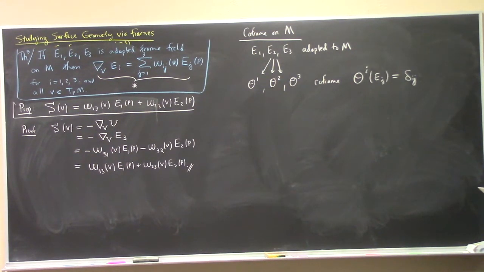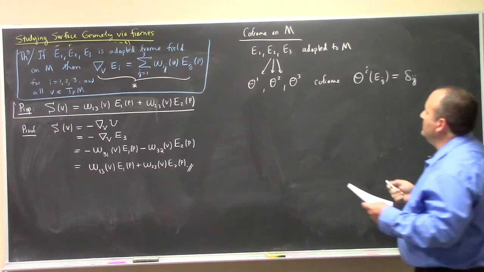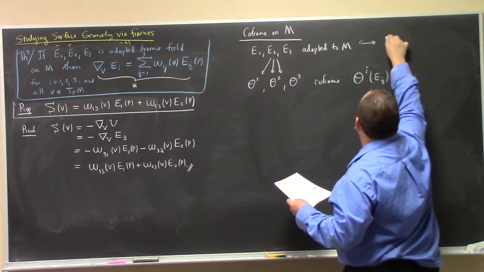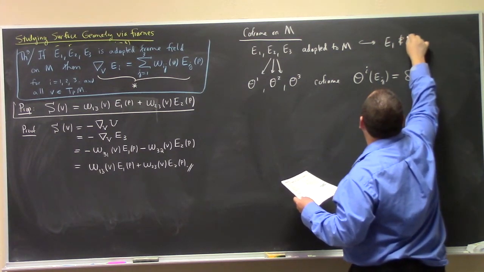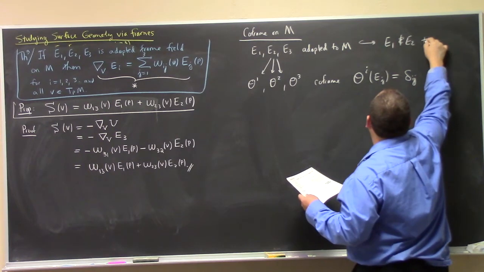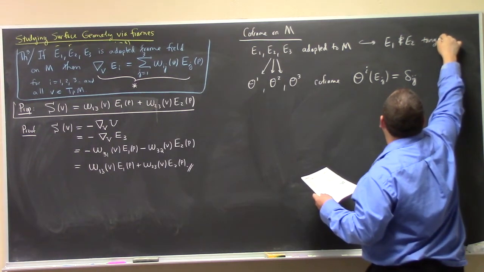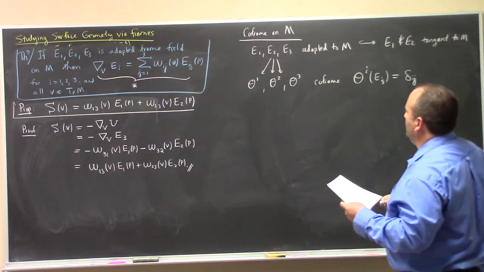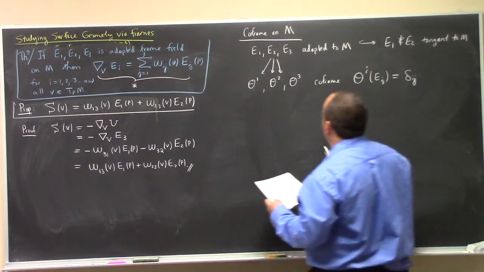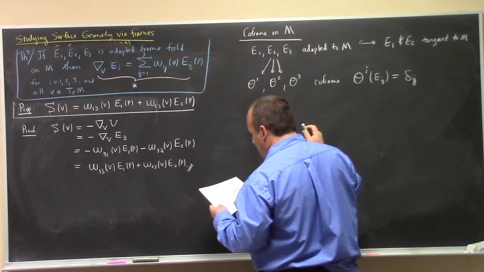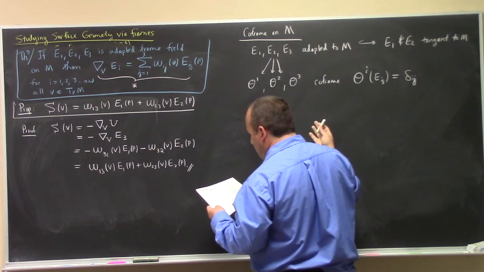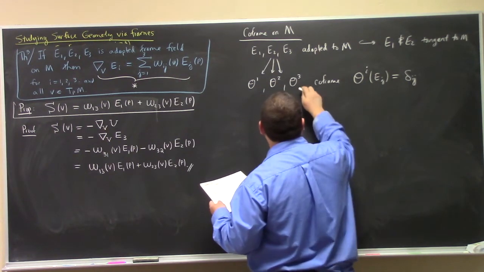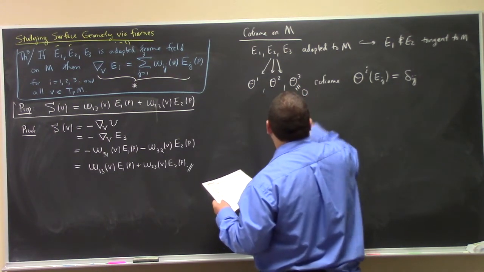Now, since E1, E2, and E3 is adapted to M, this tells us that only E1 and E2 are tangent to M, right? And so one of the things that implies is that when we're looking at the calculus on M, the theta 3 doesn't actually enter in. The theta 3 is identically 0 on M.